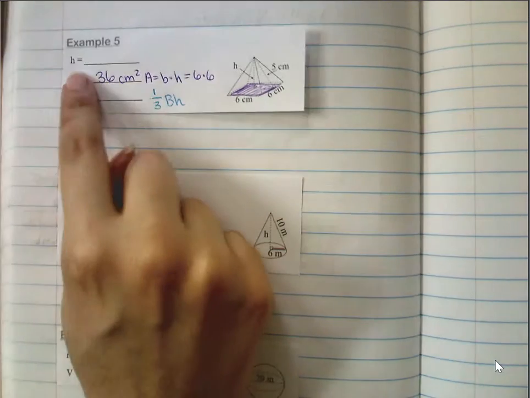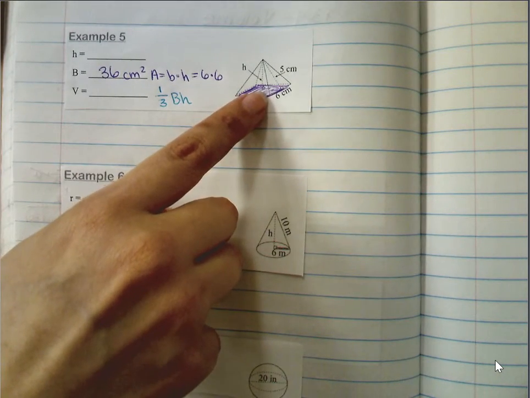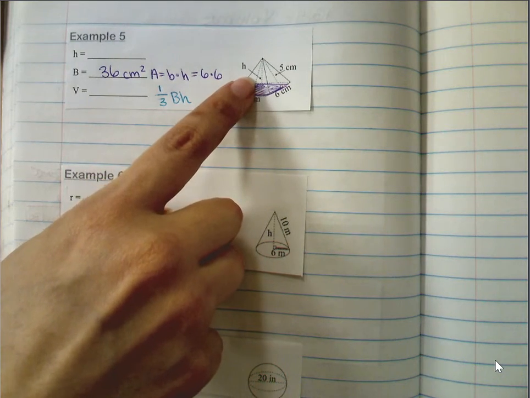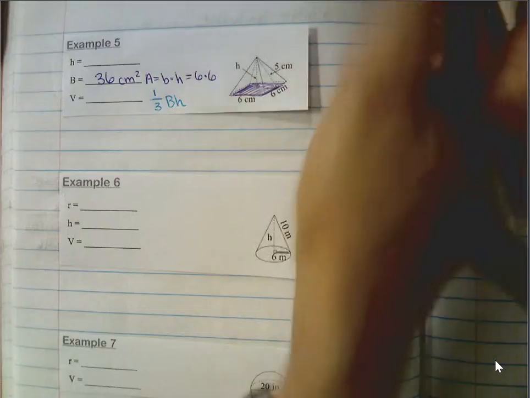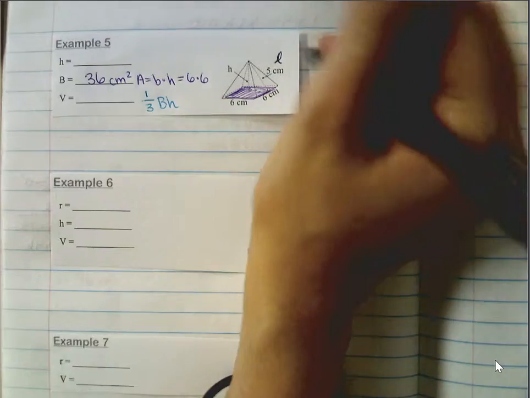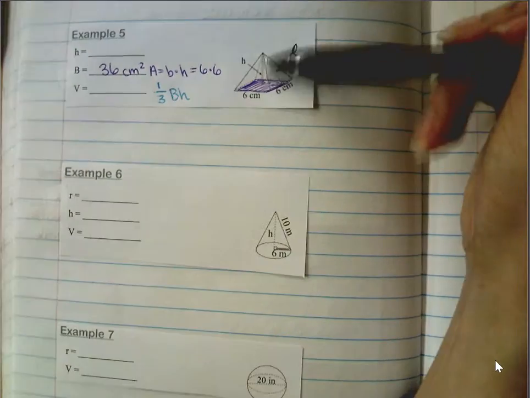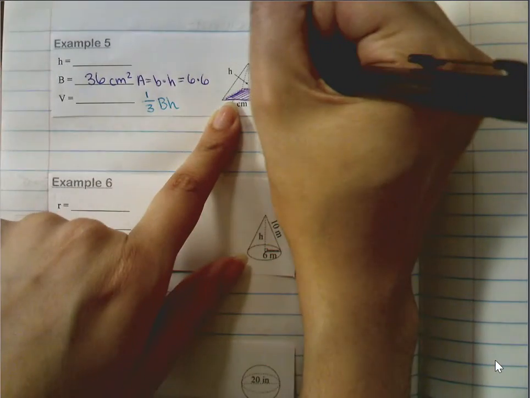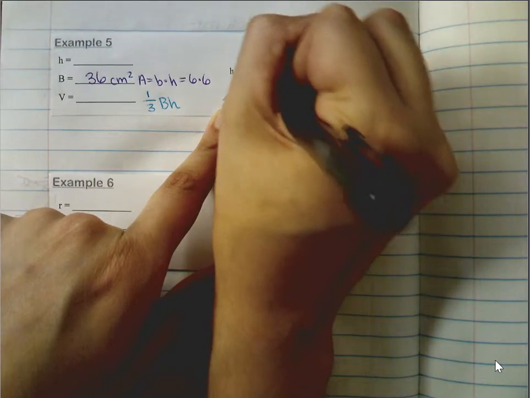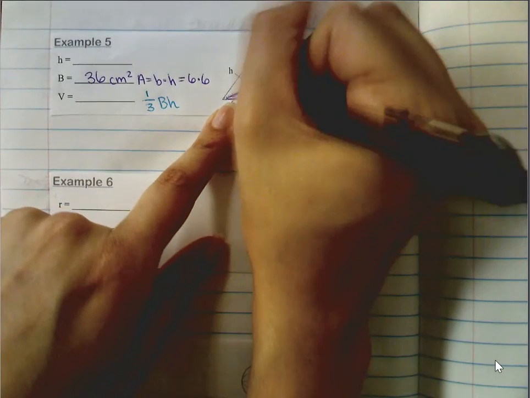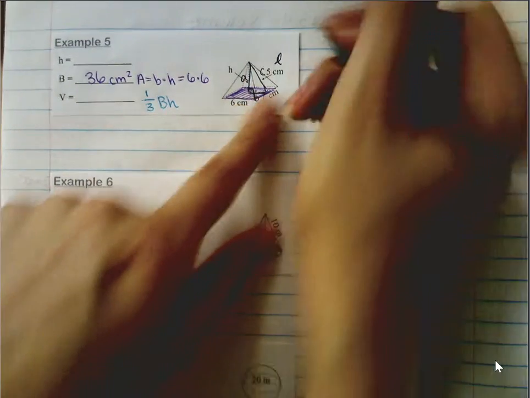I also need the height, and I don't have the height. The height is a vertical line from the center of the base to the very top of your pyramid, and that measurement is missing. Be careful. The 5 is the slant height, which was the cursive L, and I only need that if I'm trying to find surface area. I'm not trying to find surface area, so I need to find the regular height, which is that H. To find that, I'm going to create a right triangle with those dotted lines. So here's my right triangle, and I'm going to use A squared plus B squared equals C squared to find the height.